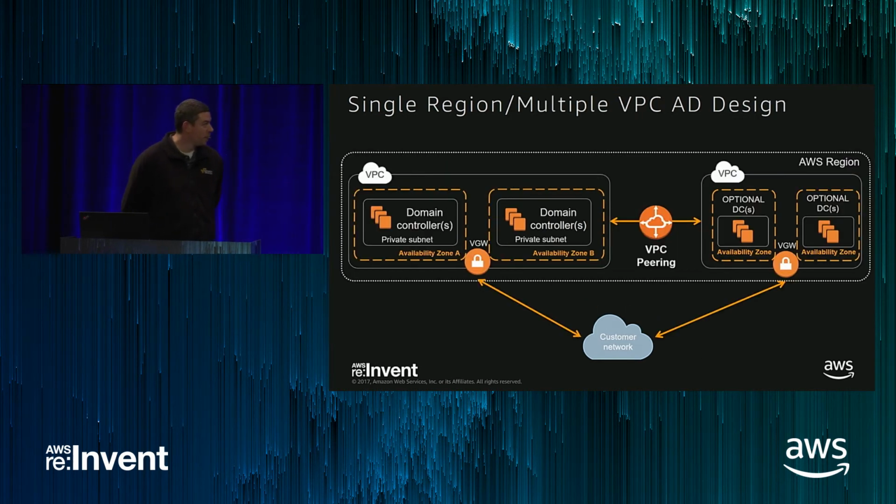Okay. This is still a single region. Okay, now here we're deploying multiple VPCs with Active Directory. Why might one want to do that?